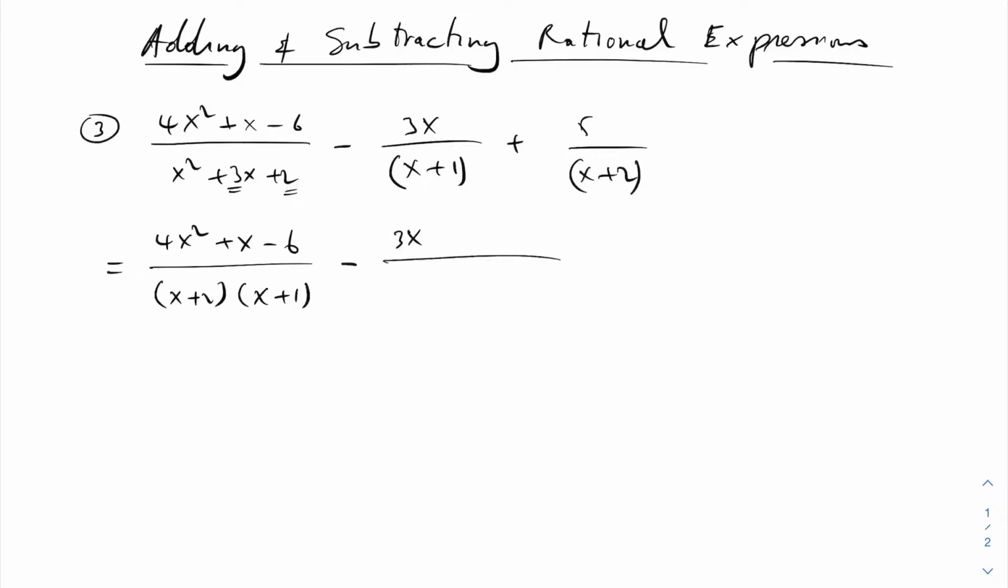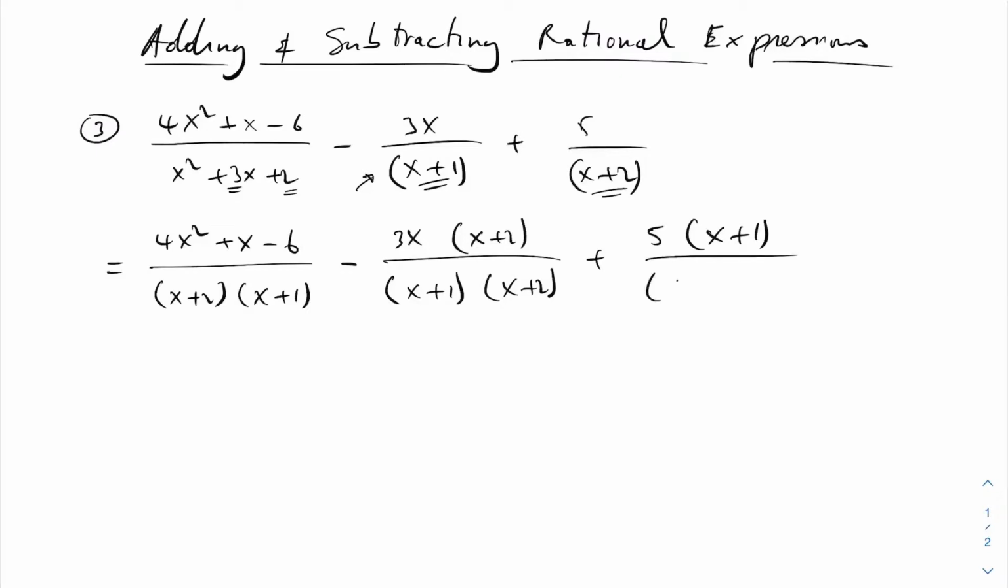And so looking at all these factors, you can say the least common denominator has to include x + 2 and x + 1. And so our second fraction here is missing x + 2, so we're going to add it in there, x + 2 and x + 2. And the third one here is missing an x + 1, so we're also going to add it in there. So we're going to have 5(x + 1) divided by (x + 2)(x + 1).